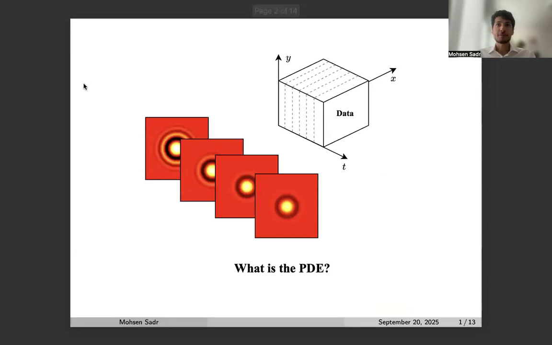The question that we try to answer is the following. Given the data, what is the underlying PDE? Imagine you're given a data set, which is a collection of a spatial discretization of the solution at different snapshots in time. What would be the underlying governing equation described by a partial differential equation that describes the data?